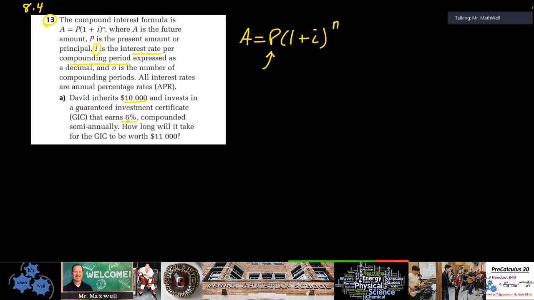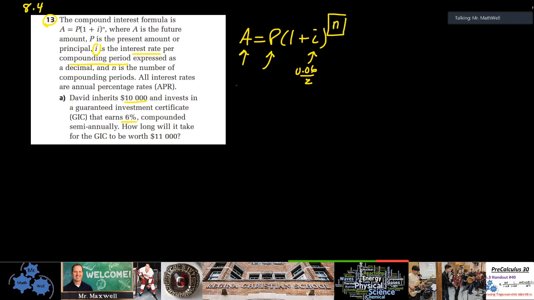If it's 6% annually, that's usually the annual rate. So compounded semi-annually would be i is 3%, because it's every half a year. So this i right here is 0.06 divided by 2 because it's semi-annually. I'm not sure if that was done earlier. How long will it take for the GIC to be worth 11 grand? Okay, 11,000, so that's here. And how long? That's asking about compounding periods.